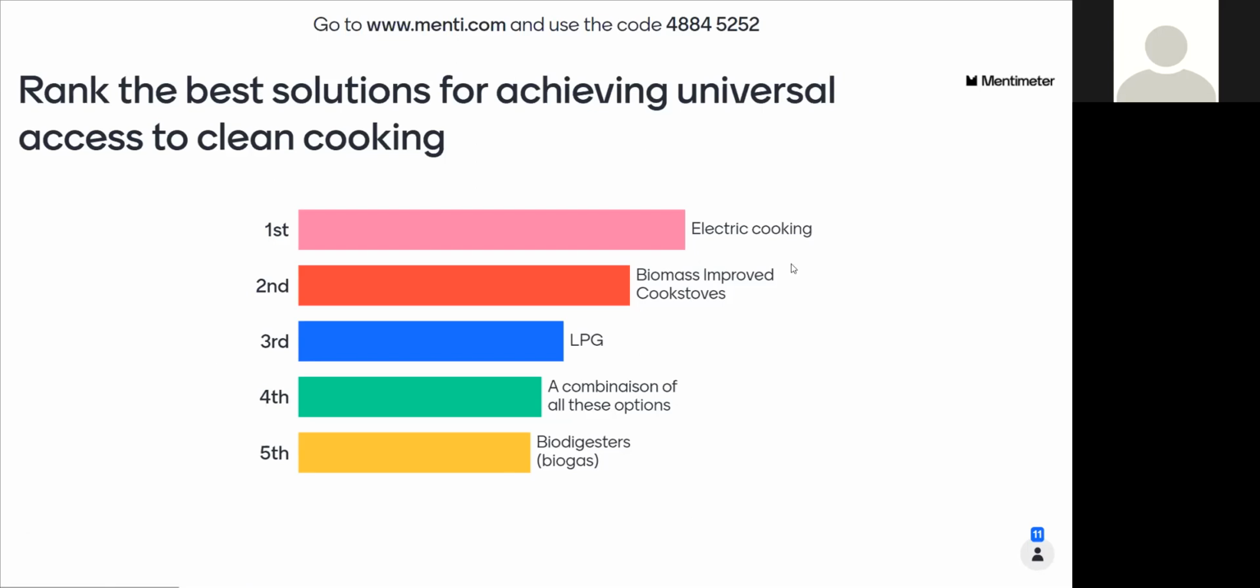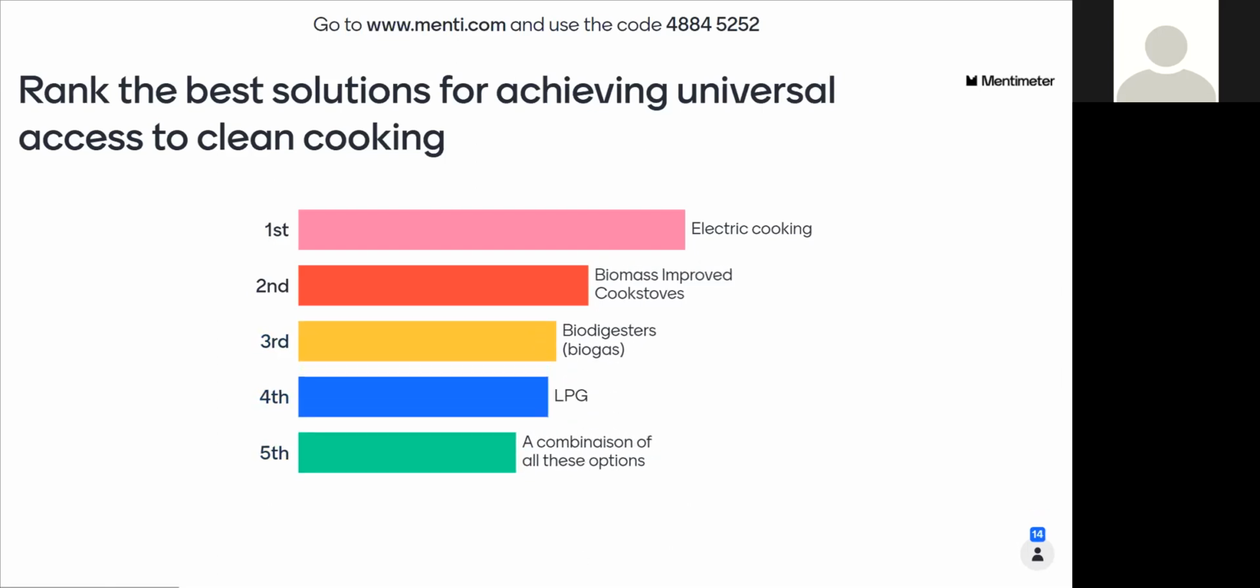So thank you for your answers. I see that electric cooking is ranking very high, as well as biomass improved cook stoves, then LPG. A combination of all these options also sounds sensible, as it would depend, of course, on the context. Interesting to see that biodigesters is rated last. Well, there is, of course, no correct answer.